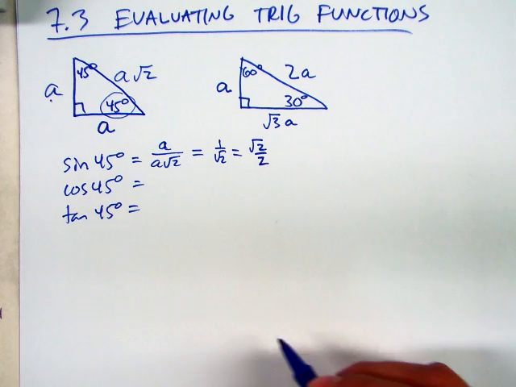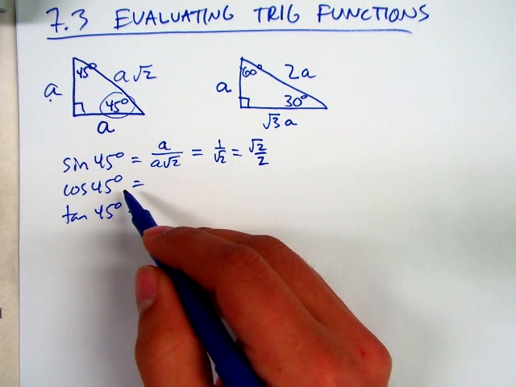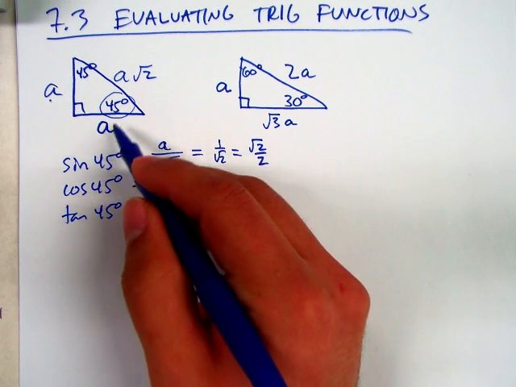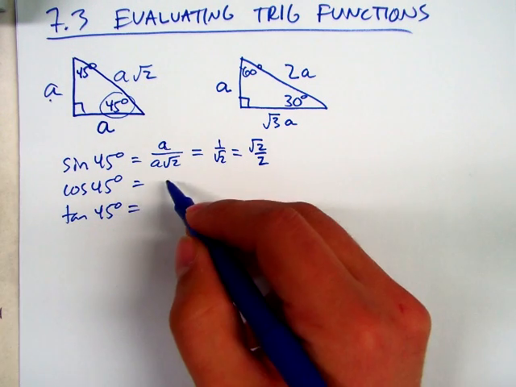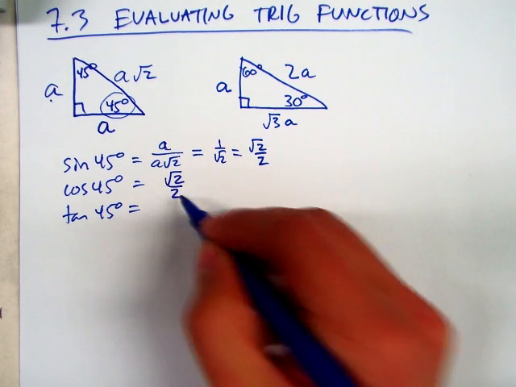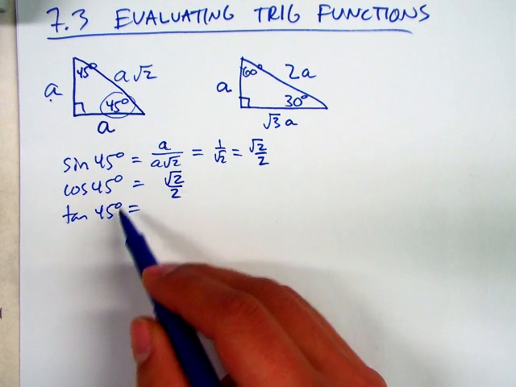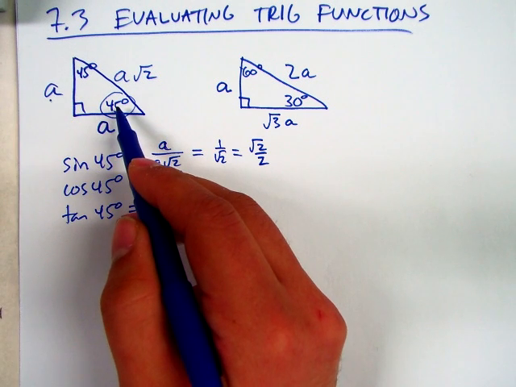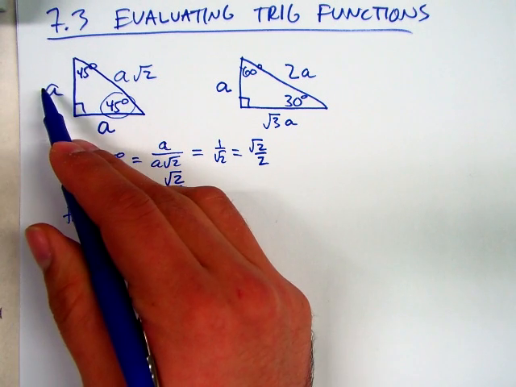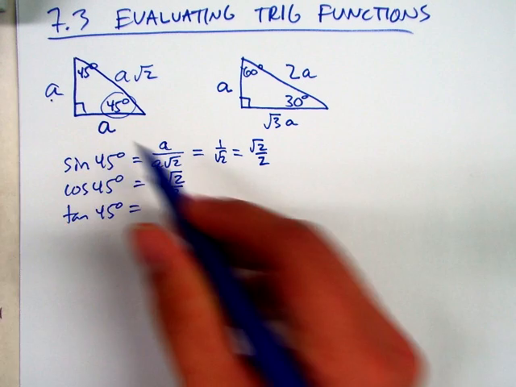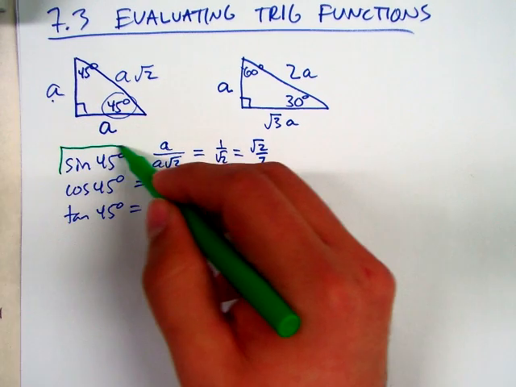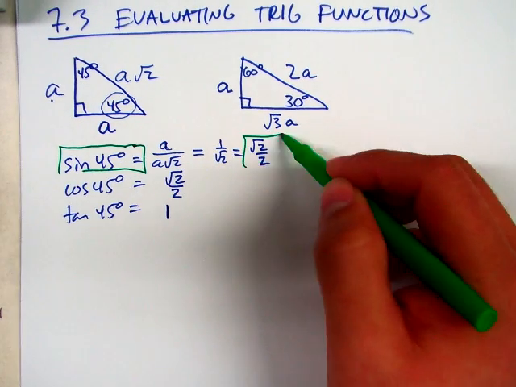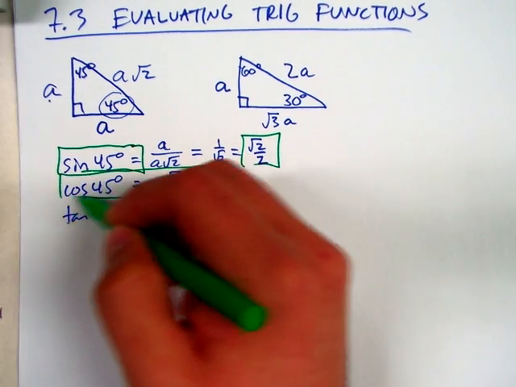Cosine 45 is adjacent over hypotenuse. It's the same calculation, right? So I'm just going to write root 2 over 2. And now for tangent 45, if I'm looking at this one, tangent is opposite over adjacent. A over A is 1. Okay? So sine of 45 equals root 2 over 2. Cosine 45 equals root 2 over 2. Tangent 45 equals 1.